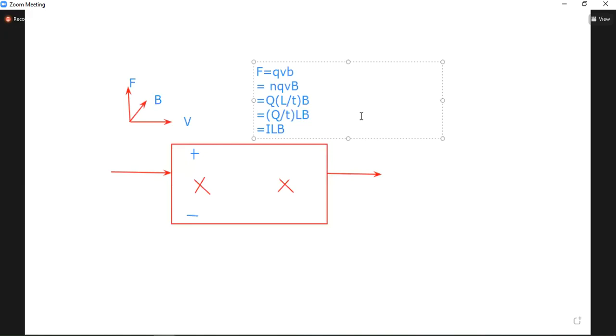The reason is that previously when we were talking about QVB, we were talking about a single charge particle. But when we have a number of charge particles in a current, I have written it like NQVB. So NQVB can be written as a total charge Q, while the velocity can be written as L by T into B. In this way, if we have a current, we can use the same phenomenon to find the force acting on a current, and that would be equal to ILB.